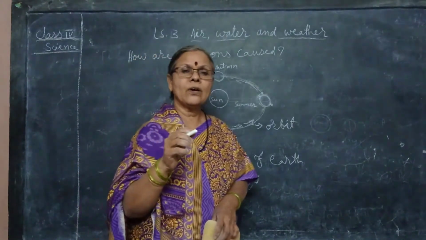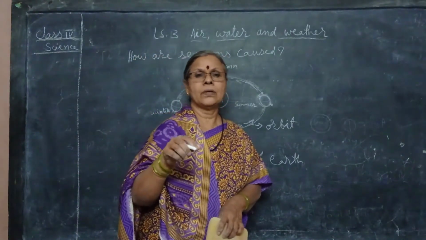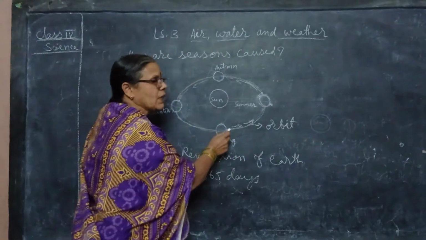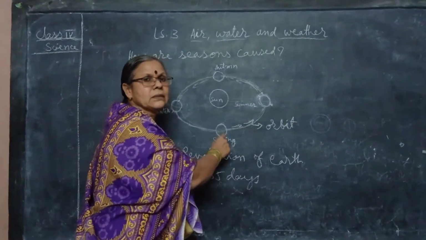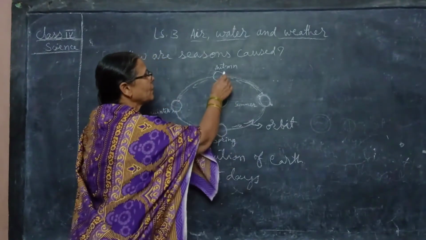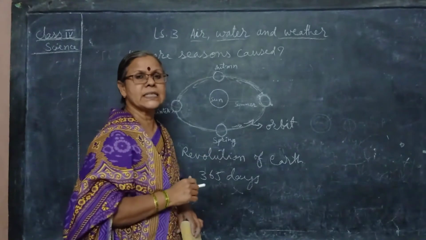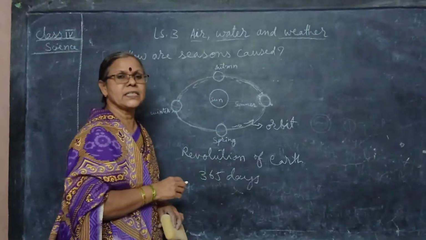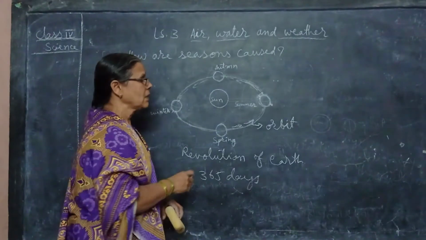The spinning movement of the earth around itself is called the rotation of the earth, and the movement of the earth around the sun is called the revolution of the earth. Here you will find the different seasons also. Changes in the seasons take place.